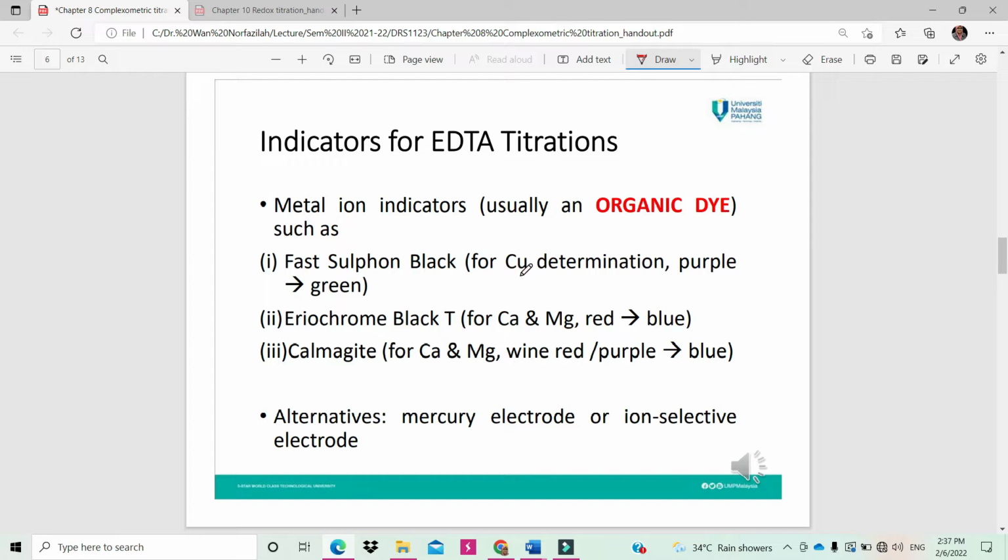If you want to determine copper, you can use fast sulfon black. The color changes from purple to green. If you want to determine calcium and magnesium, you can use eriochrome black T, and the color will change from red to blue. The last one, calmagite, is also for calcium and magnesium. The color changes from wine red, or sometimes purple. Sometimes you see it as red, sometimes as purple, and it will turn into blue.